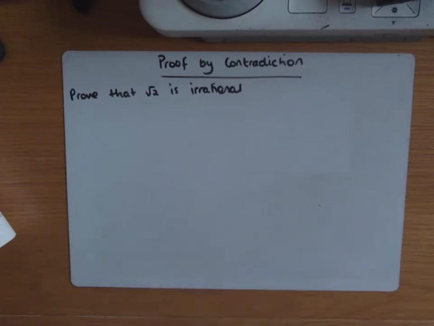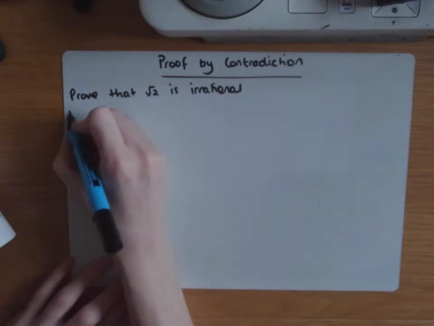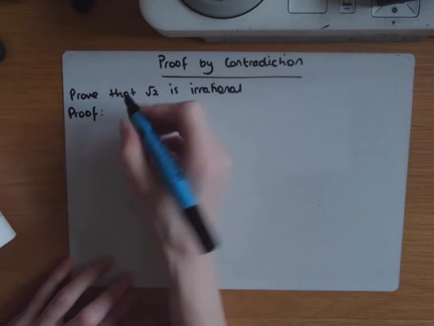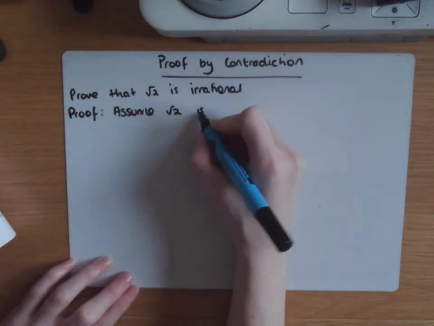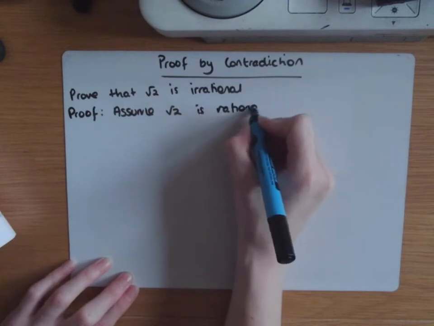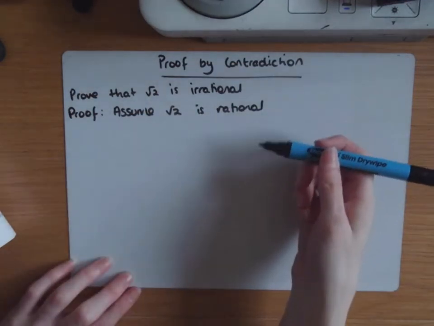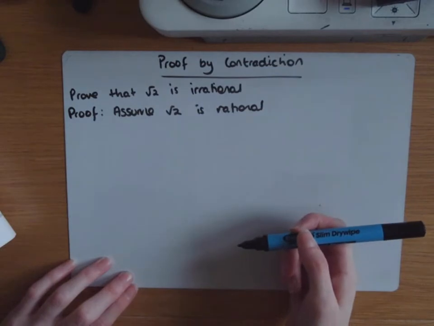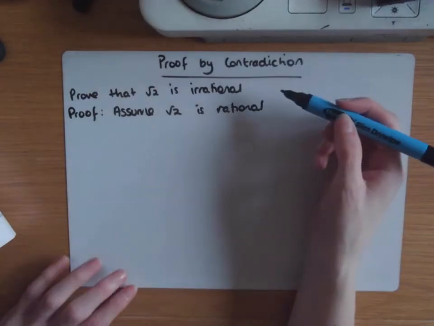If we're trying to prove that root 2 is irrational, for our proof we're going to assume that root 2 is rational. So it's not irrational, we're assuming it's rational, and we're hoping some way down our proof there's going to be a contradiction, and that shows that it's not rational, which means it's irrational.